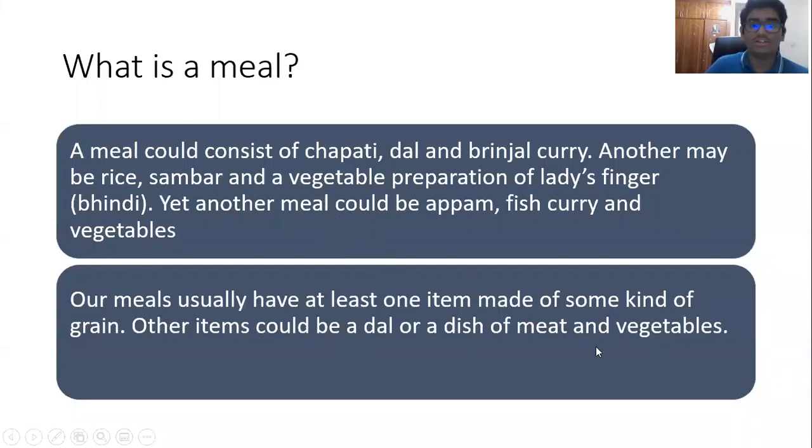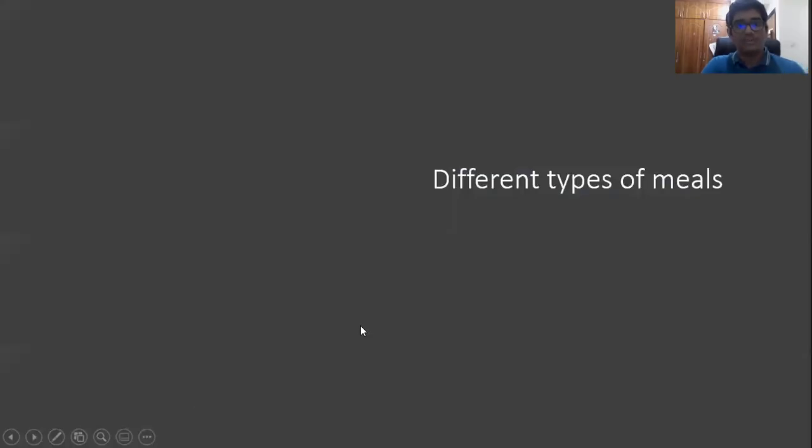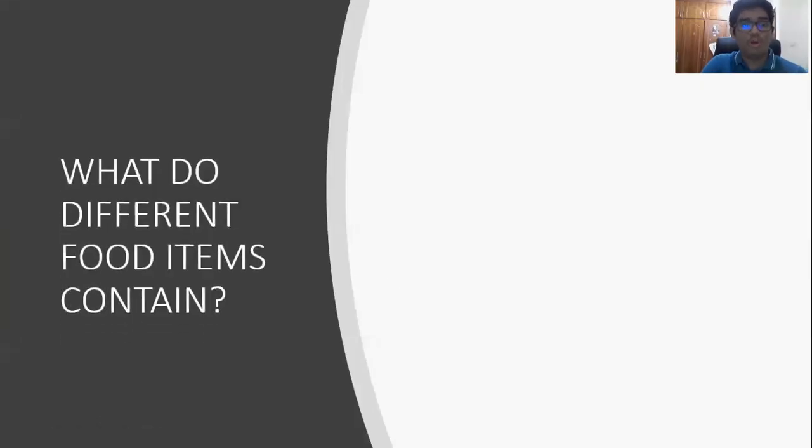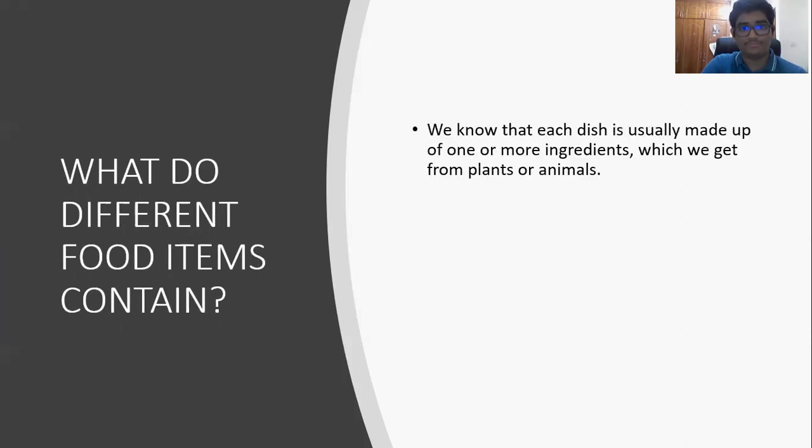Now, it can also consist of a dish of meat or vegetables or dal. These are some of the different meals as I discussed earlier: chapati, salads, eggs. Now, let's discuss what different food items contain.